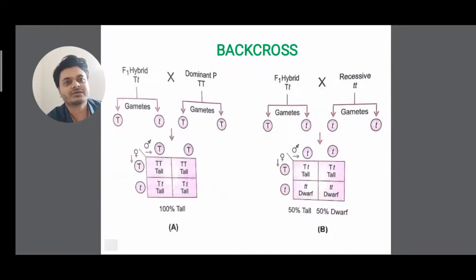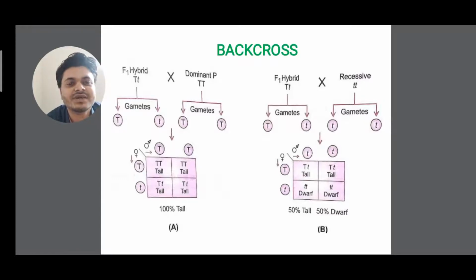Next, moving to a back cross. So I have said that in a back cross, two different cases can be found. One, F1 hybrid crosses with dominant, or F1 hybrid crosses with recessive, isn't it? On the left hand side you can see F1 hybrid crosses with dominant, and on the right hand side you can see F1 hybrid crosses with recessive. These are all the recessive and dominant of the previous parental generation, clear?